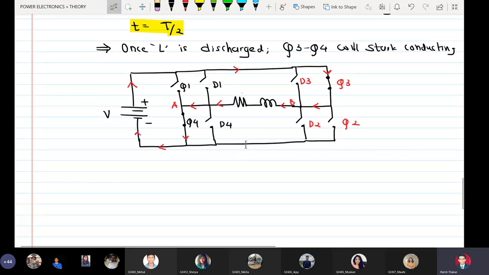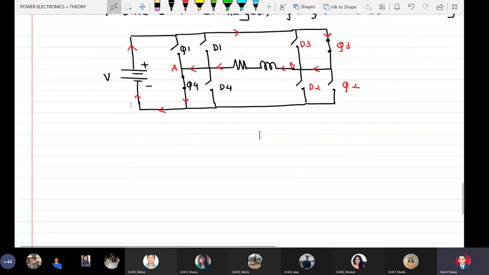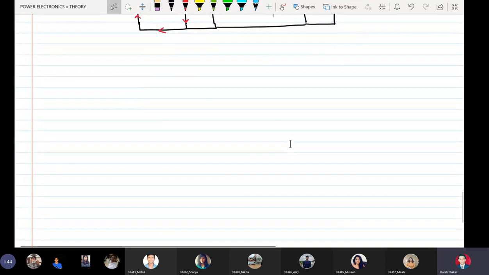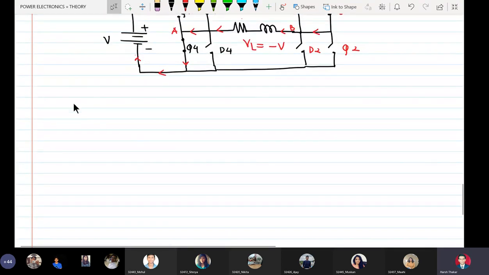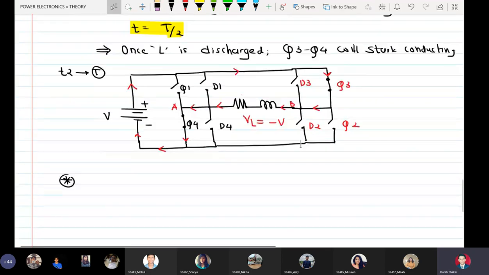See students, now current is flowing from B to A. When current flows from A to B, it is positive. When it flows from B to A, it is negative. What is the value of load voltage? Load voltage is equal to minus V. Why? Because B is connected to the positive plate through Q3 and A is connected to the negative plate through Q4. So it is negative. Now we come to the end of the analysis. This continues from T2 to T.